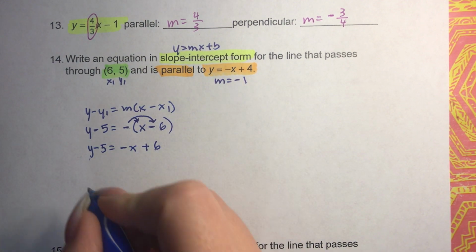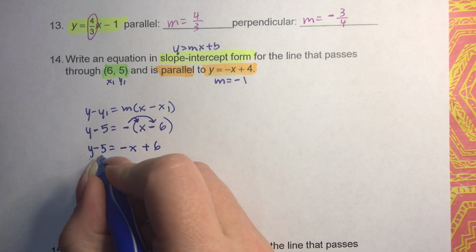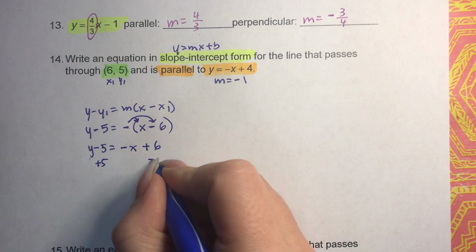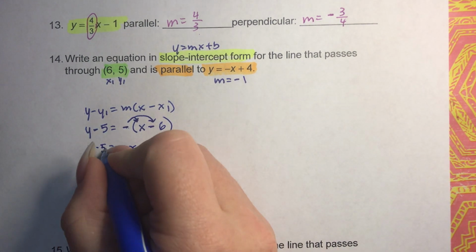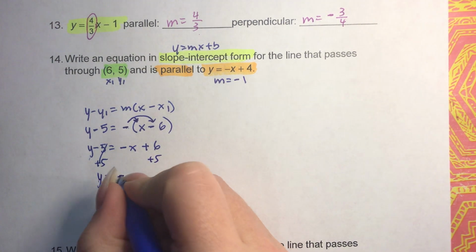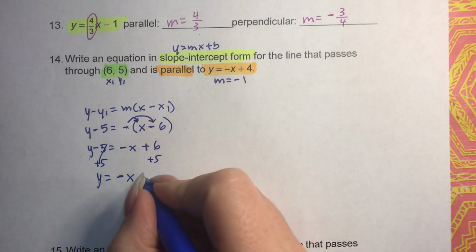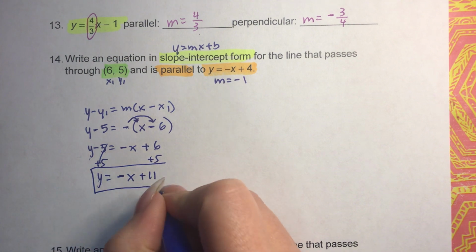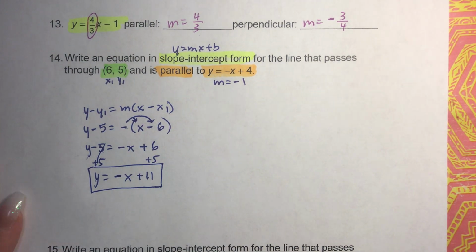And then we're just going to get y by itself by doing the inverse operation of a -5, which would be adding 5 to both sides, the addition property of equality. Those cancel. We're left with y equals negative x plus 11, since 6 plus 5 is 11. So if you got that right, woohoo, you did an amazing job. On to the next one.